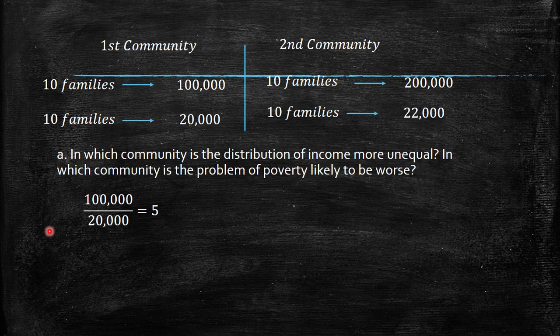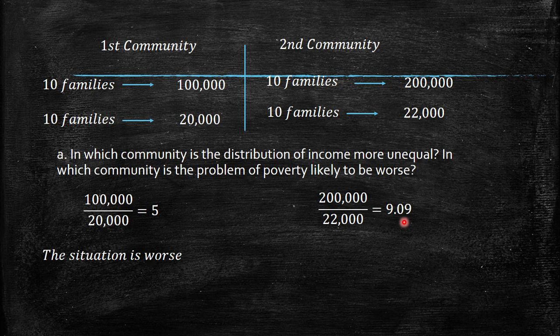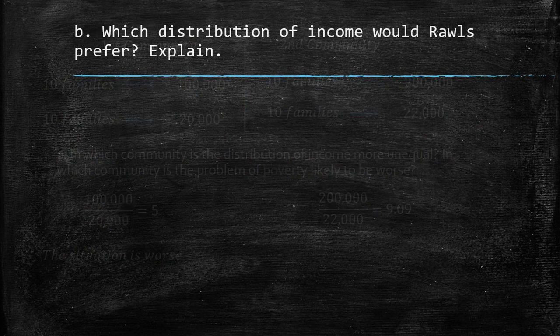For the first one, we have 100,000 over 20,000. The ratio is 5, which means the higher the ratio, the more unequal. Here we have 9.09. Definitely this second community is more equal. But in which community is the problem of poverty likely to be worse? The situation is worse here, because the 10 families with the lowest salary earn 20,000 compared with these 22,000.